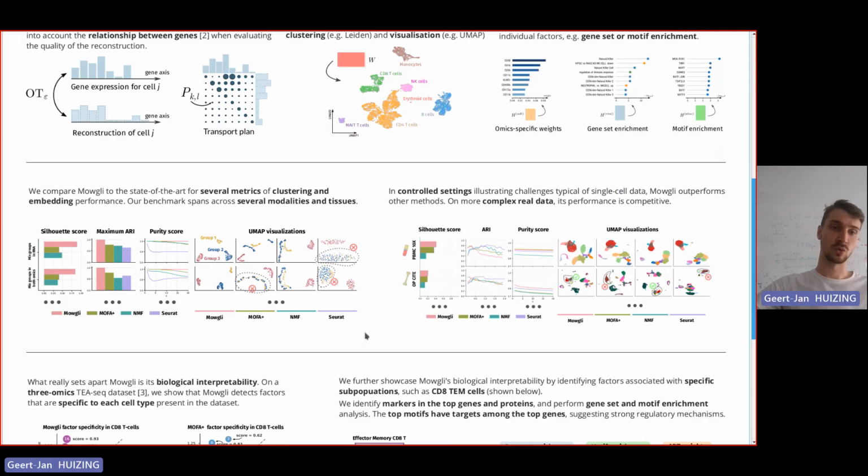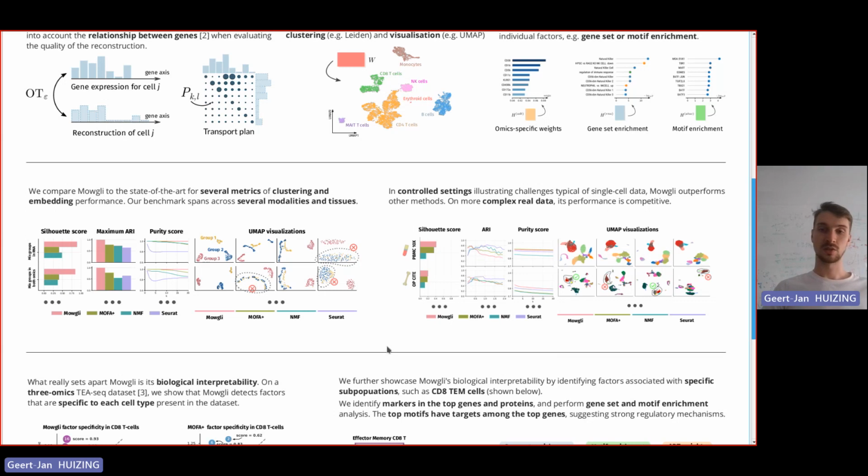We compare Mowgli to the state-of-the-art for several metrics of clustering and embedding performance across several modalities and tissues. We start with some control settings that illustrate changes that are typical of single-cell data, such as complementarity between omics. And there, Mowgli outperforms other methods according to all metrics in all 6 settings. For more complex real data, the performance of Mowgli is competitive with the state-of-the-art across data sets.